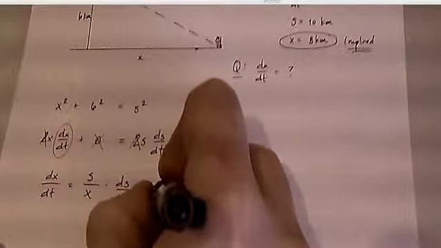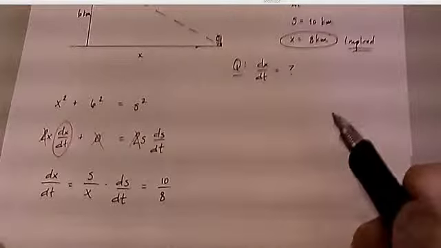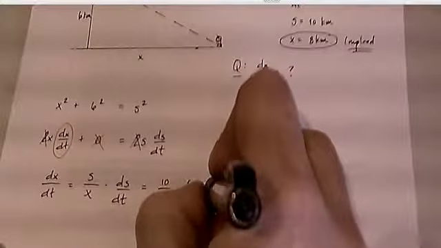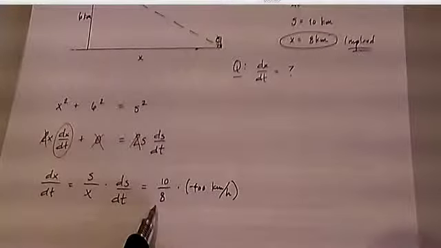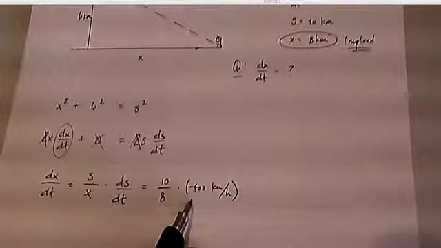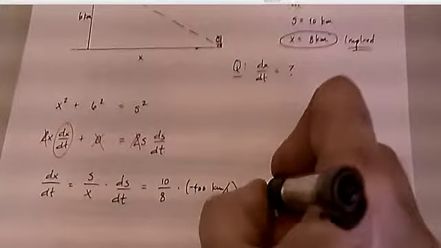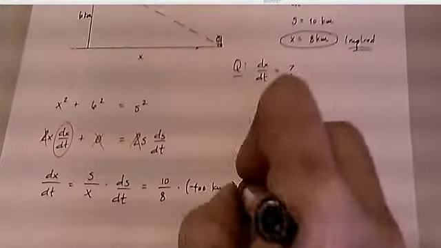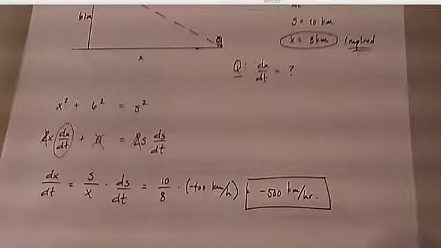And you get that equation right there, and then you can just plug in 10 for s, 8 for x, and it's nice to have it in that ratio because the units are going to cancel out. And then ds/dt is negative 400 kilometers per hour. Now this winds up being 5/4. So 5/4 times negative 400 is going to give you negative 500 kilometers per hour. That is your answer.